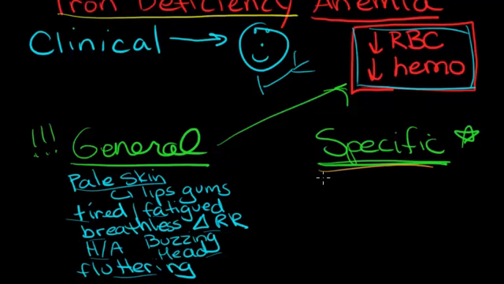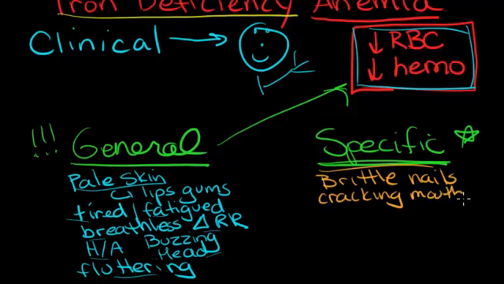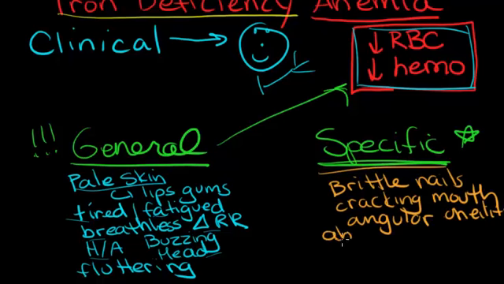Over here on the specific side, you might see brittle nails. These are all common to iron deficiency anemia. Cracking of the mouth, otherwise known as angular cheilitis. You might find abdominal pain, and this is from a swelling of the spleen due to the effort to try and create red blood cells. The lower that red blood cell level gets, the harder the spleen is working.